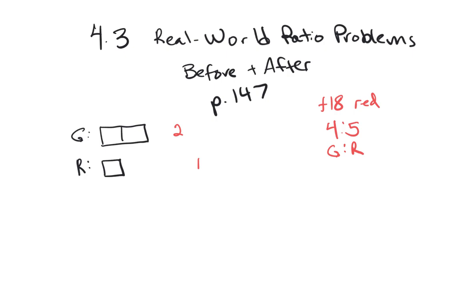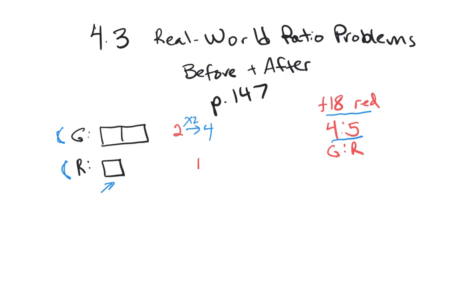So you can see we have a model here of green plates to red plates at 2 to 1. And we add in 18 more red plates, and the ratio becomes 4 to 5. So we're only adding plates here to the red plates. The green plates is the same number of plates before and after, only the ratio goes from 2 to 4. Well, how do we go from 2 to 4? We multiply by 2, right?